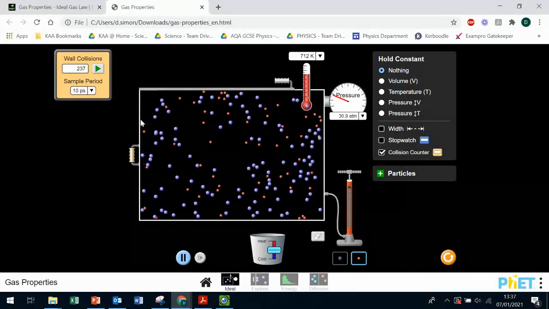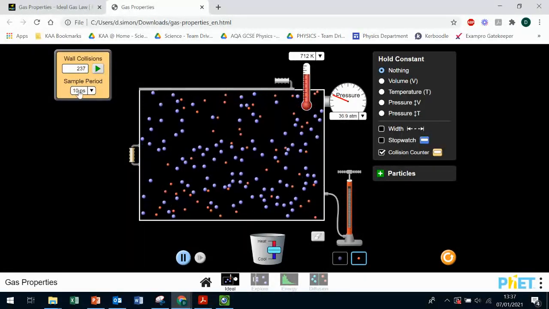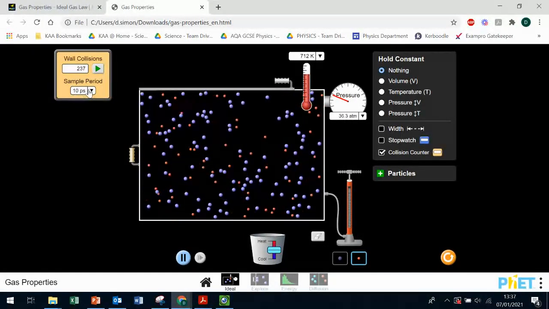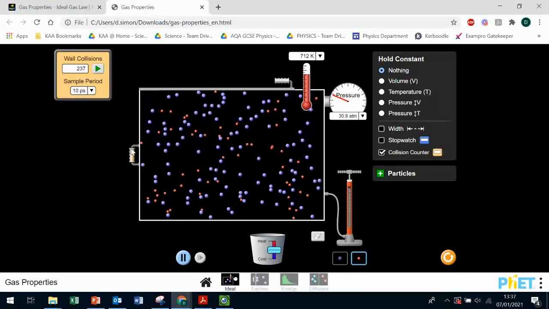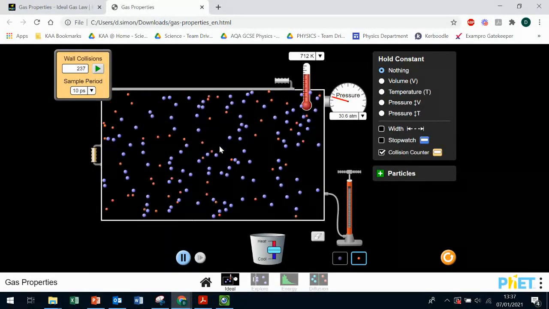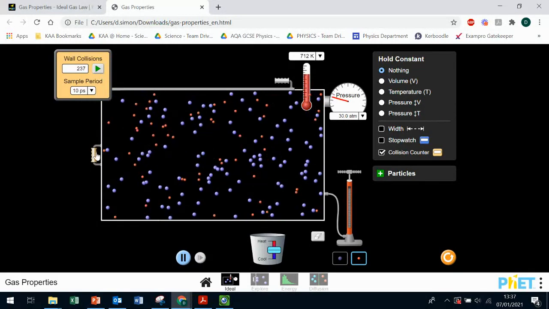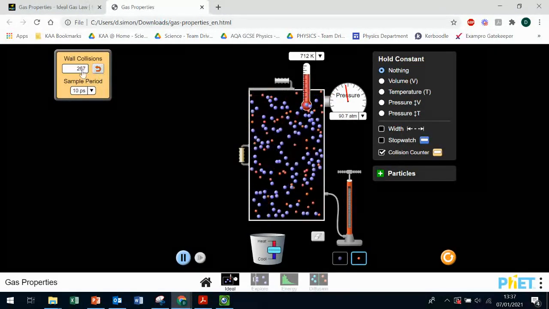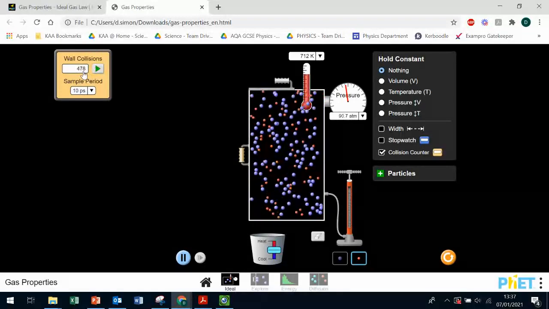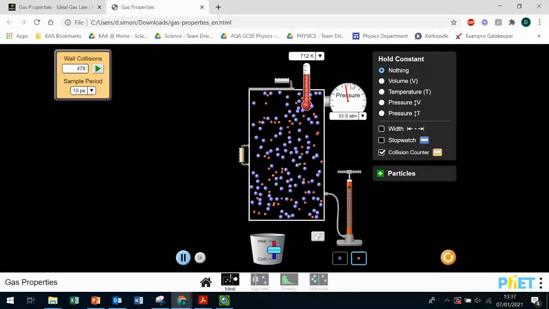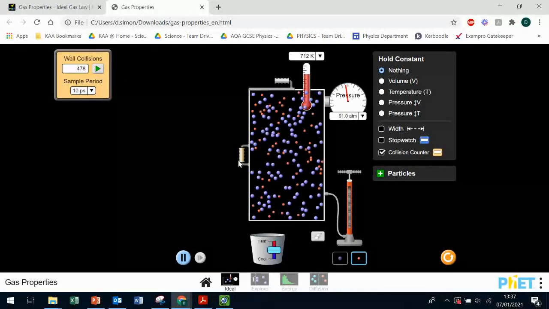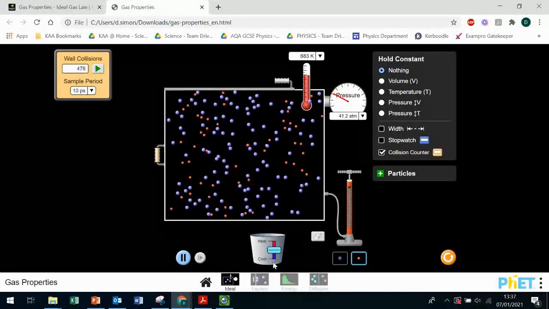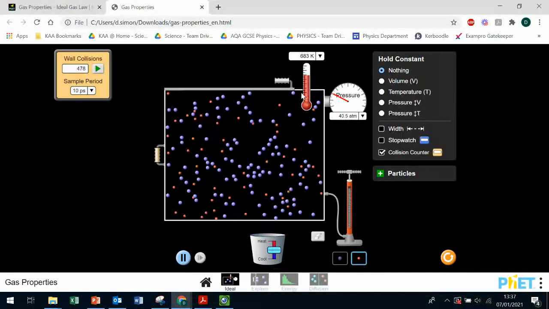We could time 30 seconds, for example, or here it's 10 picoseconds according to their scale, and then we can make a change. So for example, we could change the volume, and we could record the collisions again, and we'll see the vast difference in collisions, and we can really link pressure to collisions. And then we could obviously do the same with heating, with cooling, etc.